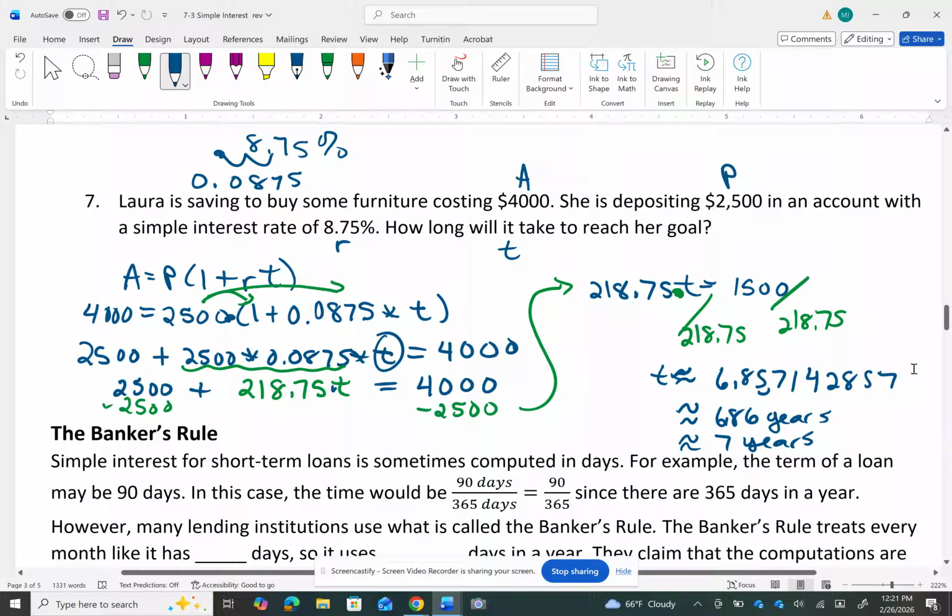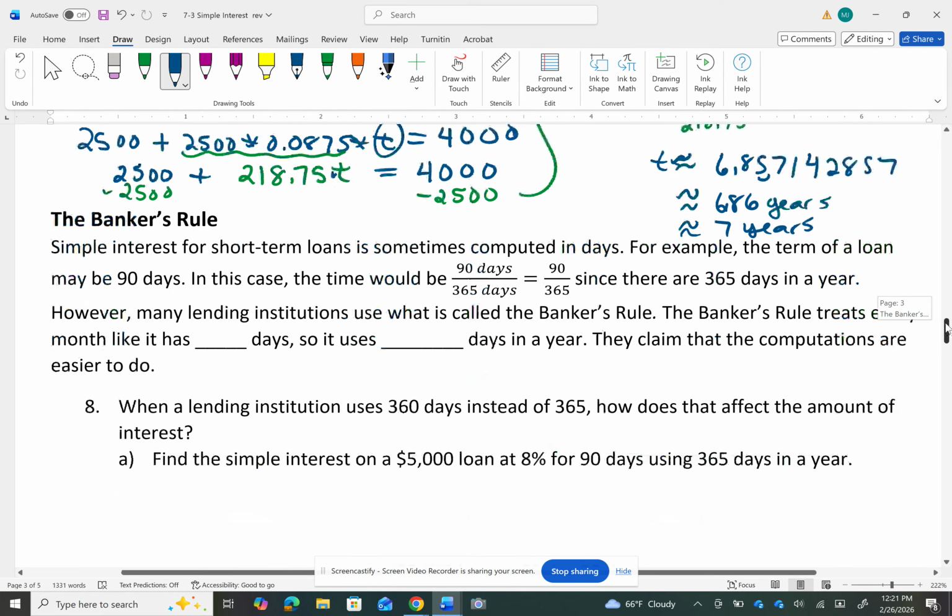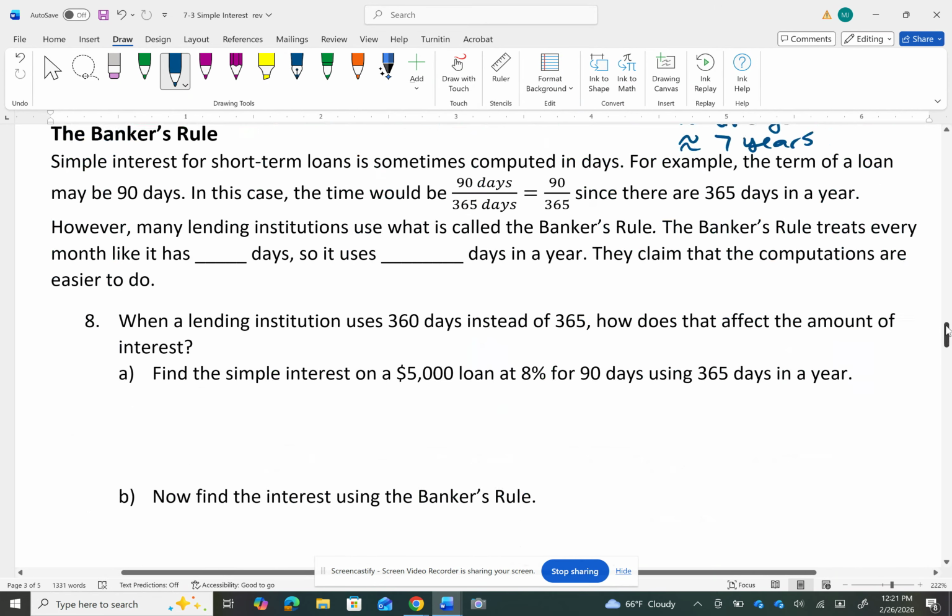All right, and I'm going to do a video now for the last two examples. Just some things I want you to be aware of. Simple interest on a short-term loan is sometimes computed in days. For example, the term of a loan may be just 90 days. In this case, we're trying to find out what part of a year that would be. So if we have something in days, then we're going to need to divide by 365 days, and that's going to tell us what part of a year that would be.